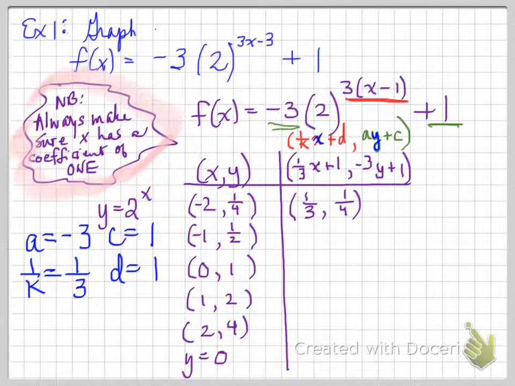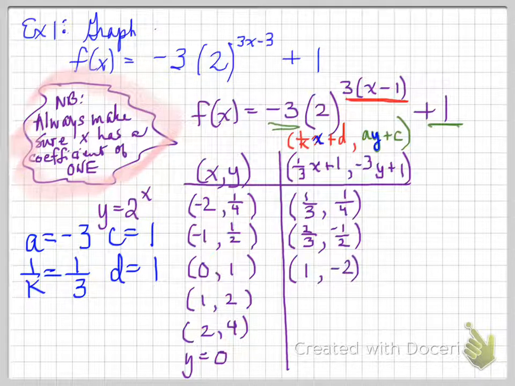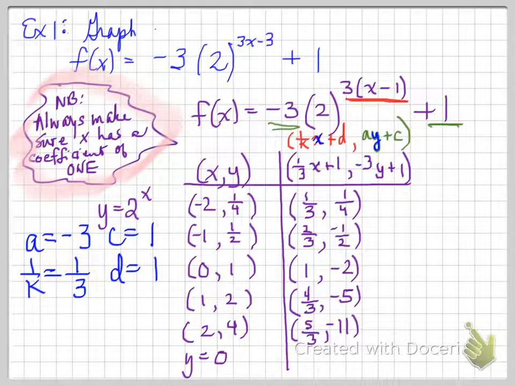Let's move to the next one. Plug in -1 for x, and you're going to get 2/3. Plug in 1/2 for y, and you're going to get -1/2. Plug in 0 for x, you get 1. Plug in 1 for y, you get -2. Plug in 1 for x, you get 4/3. Plug in 2 for y, and you get -5. Plug in 2 for x, you get 5/3. Plug in 4 for y, you get -11.